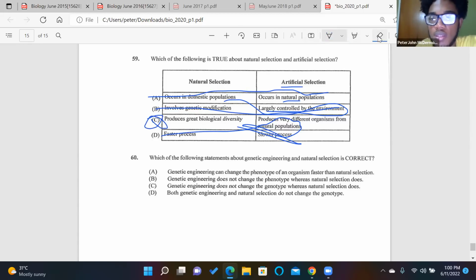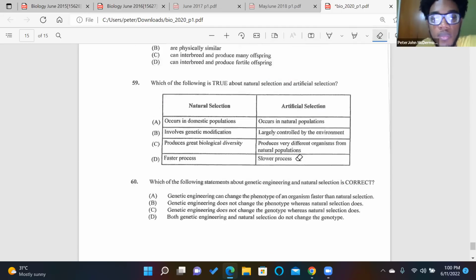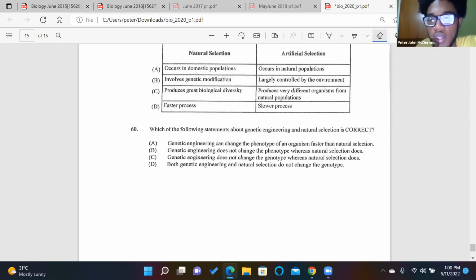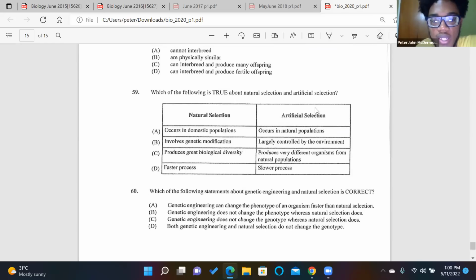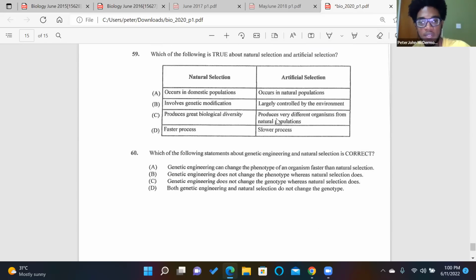Cool. So as soon as you read the question, you just start thinking about it, actively thinking about it. You don't just wait or just start giving answers, you just start reasoning it out immediately. Which of the following statements about genetic engineering and natural selection is correct?